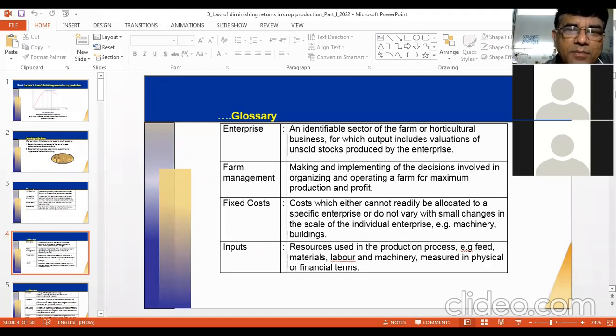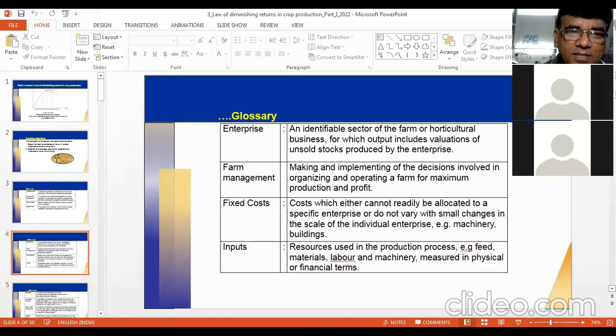Some capital items are durable, for example your machinery, tractor, buildings, roads, etc. These are your durable kind of capital items. And capital items do not give direct satisfaction to the consumer. They give consumer satisfaction indirectly because they are not the product.